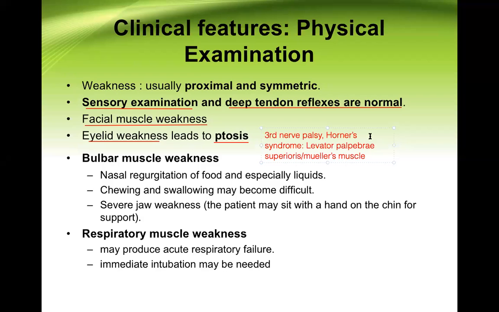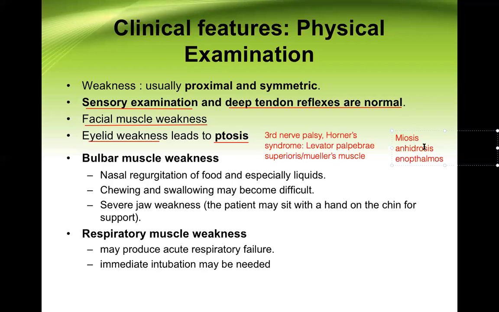Some other component of Horner syndrome, I want to get that answer now. Apart from ptosis, what are the other components of Horner syndrome? Yes? Miosis, miosis and anhidrosis. Good. Miosis and anhidrosis. Okay, and one more. One more is there. Enophthalmos. Okay, enophthalmos.